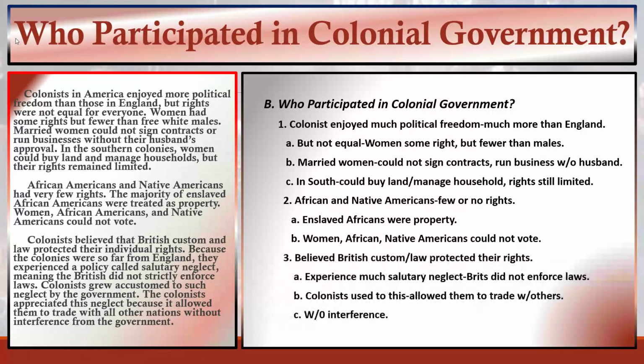So let's summarize this. Colonists believed British custom and law protected their rights. Now that's important. We'll come back to that because colonists saw themselves as British. They believed that the Magna Carta and the Bill of Rights applied to them as much as it applied to anybody living in England. So keep that in mind. They experienced a lot of freedom because of salutary neglect. Laws were simply not enforced, and it allowed them to trade with others.